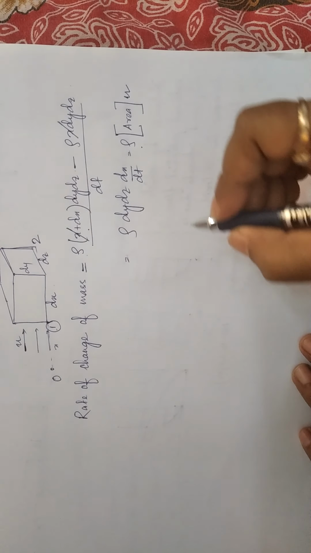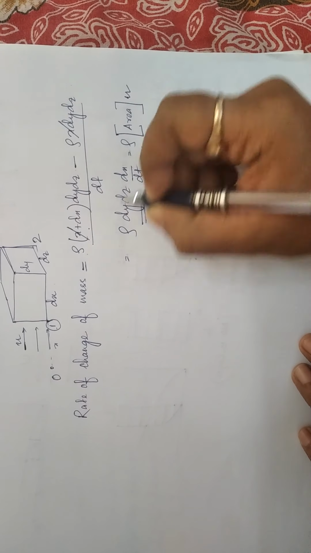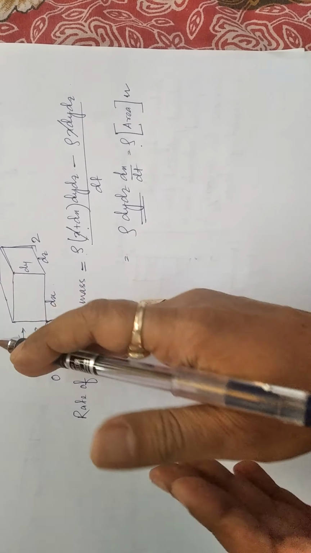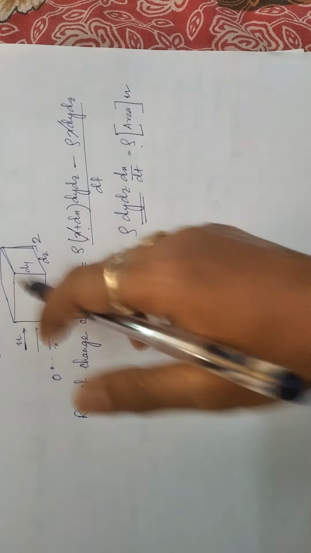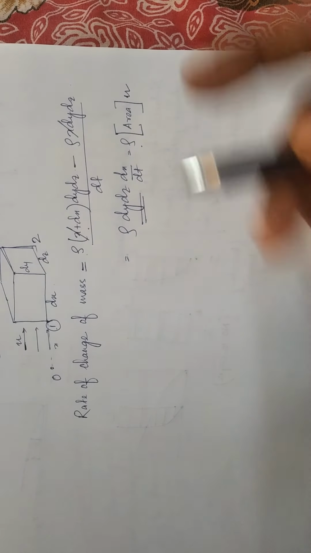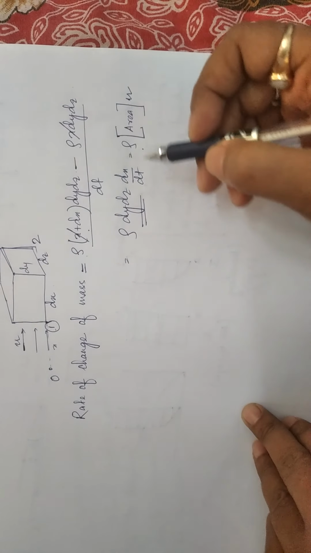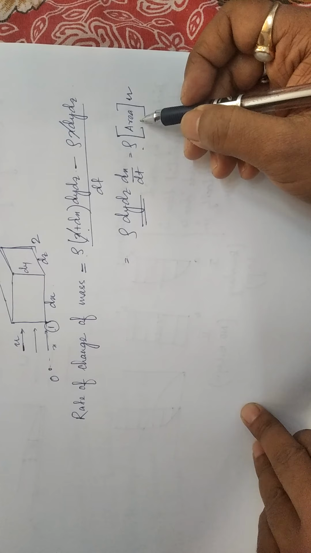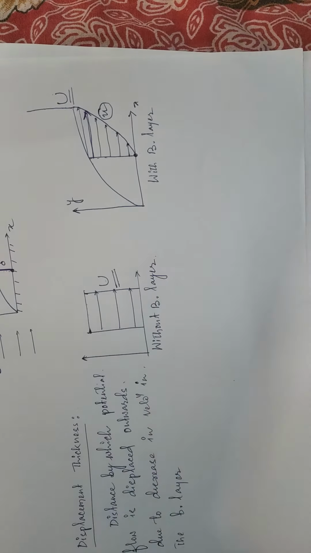Yeah. So the dy dz, this is fixed. This is constant, because when the fluid flows along this direction, the area is not changing. Dy dz. So only dx dt, that is the velocity u. So therefore the rate of change of mass is density into area into the velocity. Now we use this formula as the rate of change of mass.